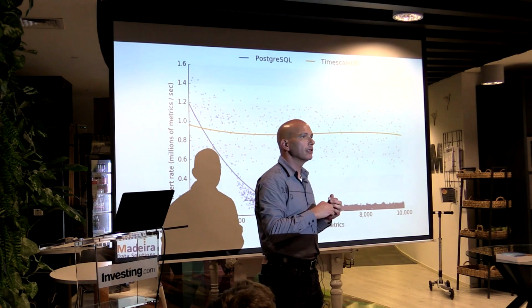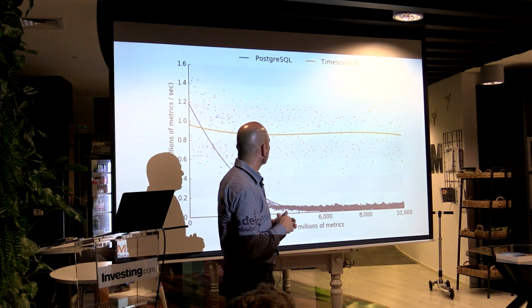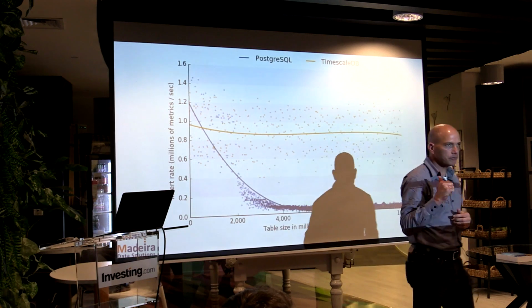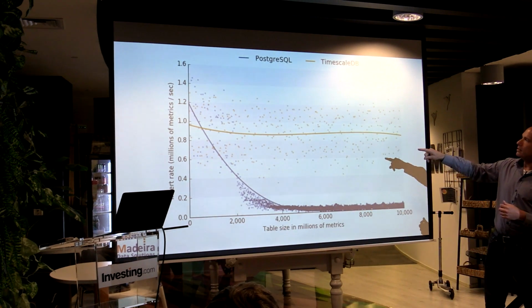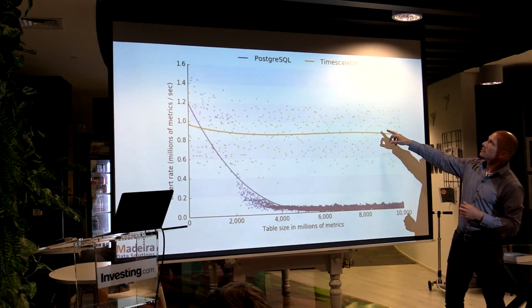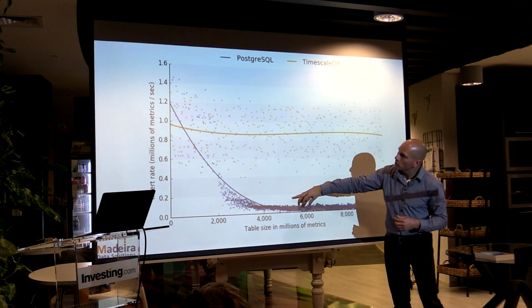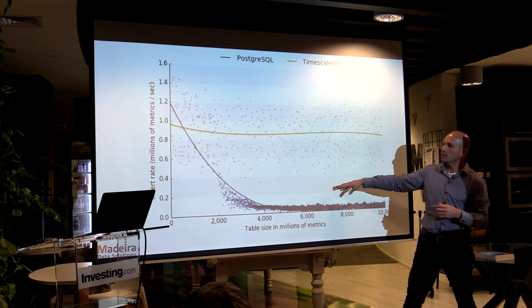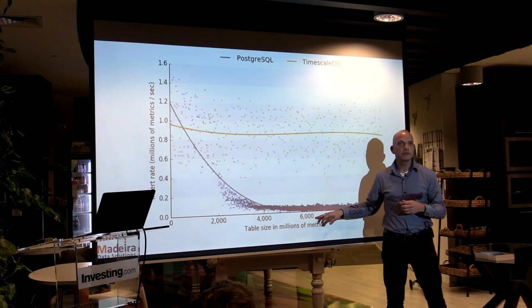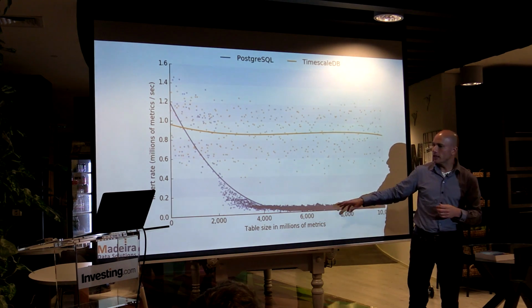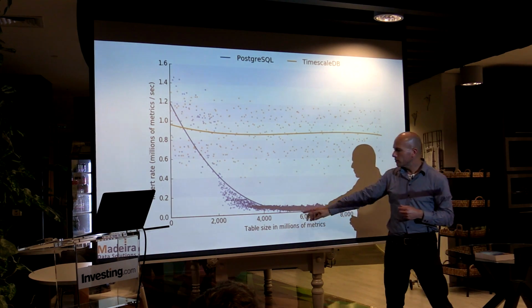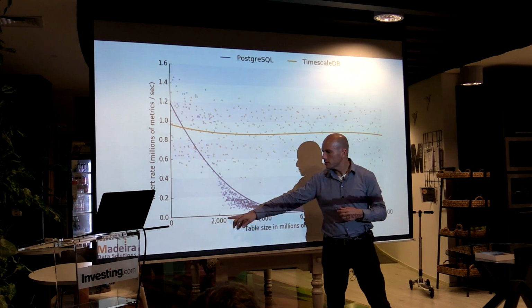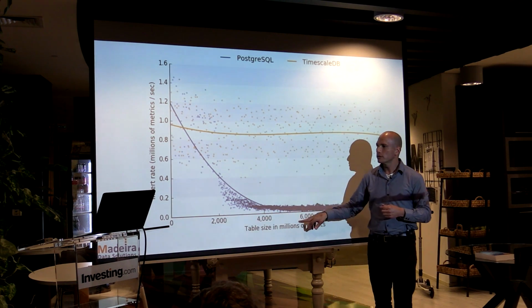But I found this just as an example, an interesting graph. The orange one is Timescale DB. I think it's blue. The blue one is Postgres without Timescale DB. So this application uses just Postgres by itself, inserting data. This is the size of the tables in millions. So this is 2 billion rows, 4 billion rows, and so on.